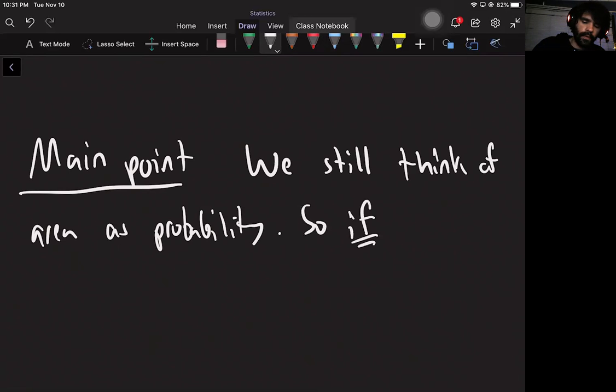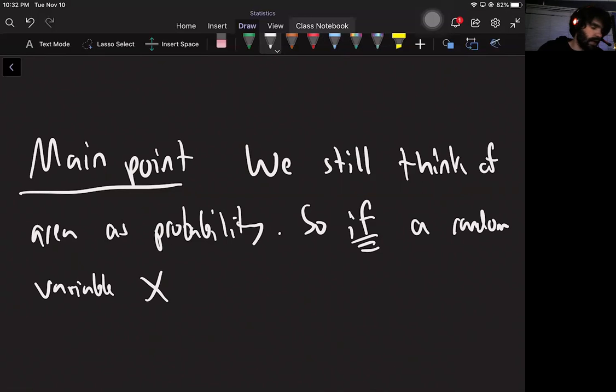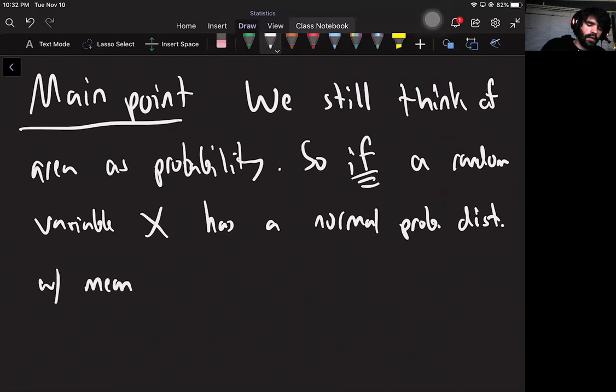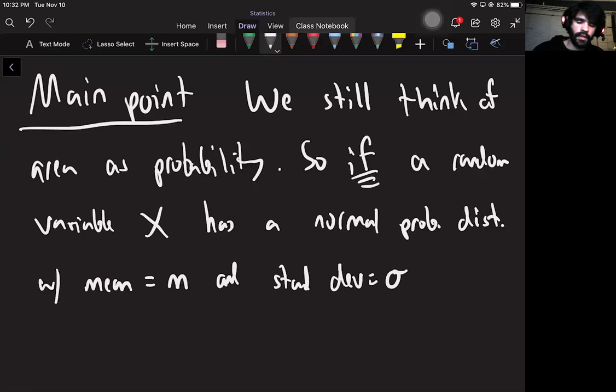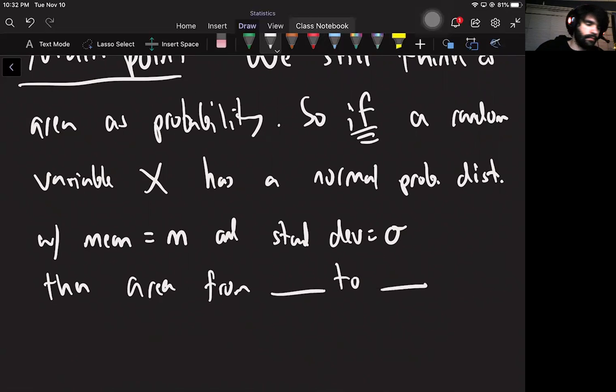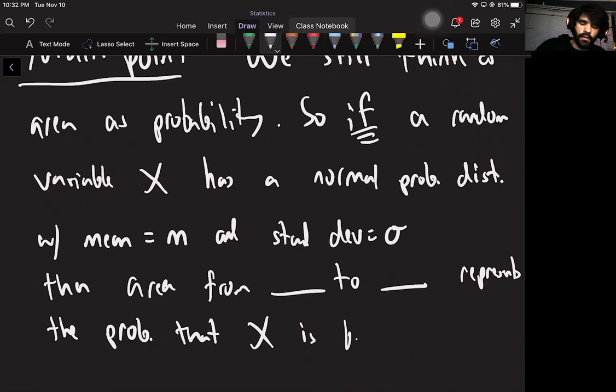So the idea is that if you're in a situation where you have a random variable x, and it has a normal probability distribution, meaning it has one of these graphs where you know that the mean or the expected value is some number m, and you know that the standard deviation is some other number sigma, then calculating the area from one place to another represents the probability that your random variable x is between those two things.